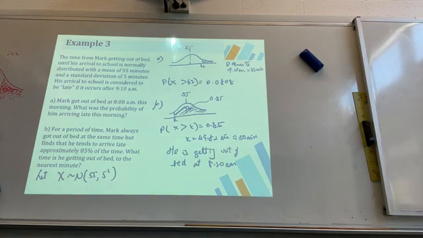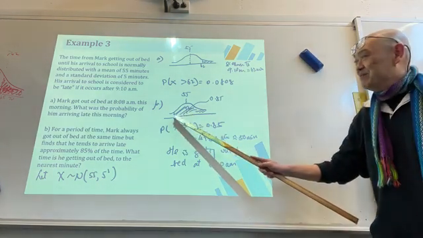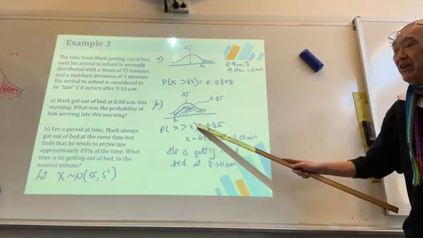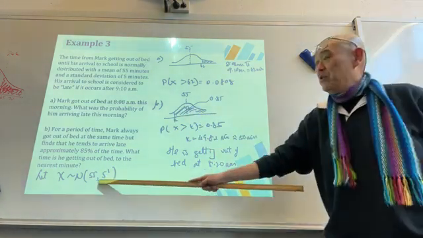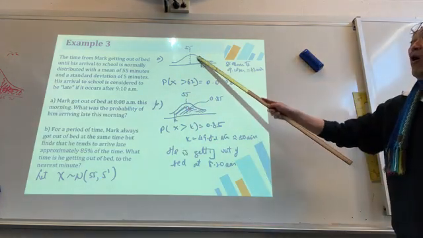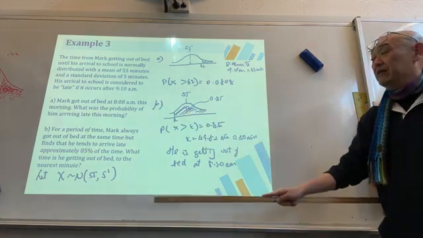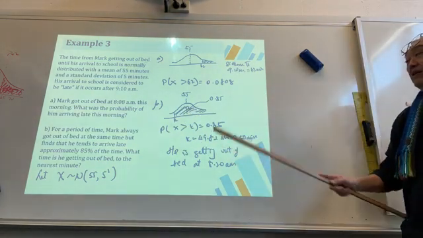All right. So the next question: for a period of time, Mark always gets out of bed at the same time, but finds that he tends to arrive late approximately 85% of the time. What time is he getting out of bed? So what you need to think about is you have to draw the standard deviation. I always do that. I always draw it so that I know whether I'm looking at a right or left tail, or right in the middle, or whatever.